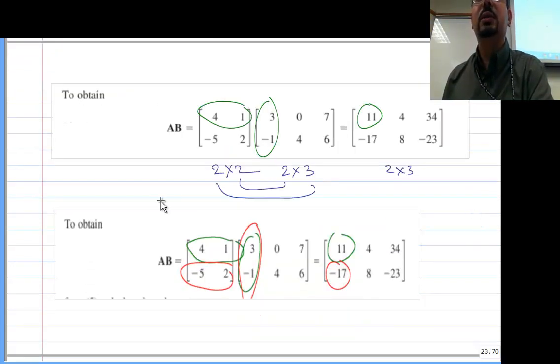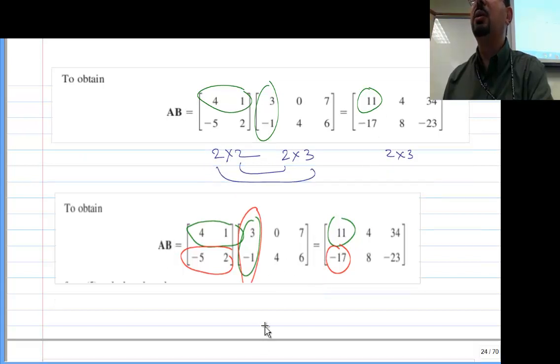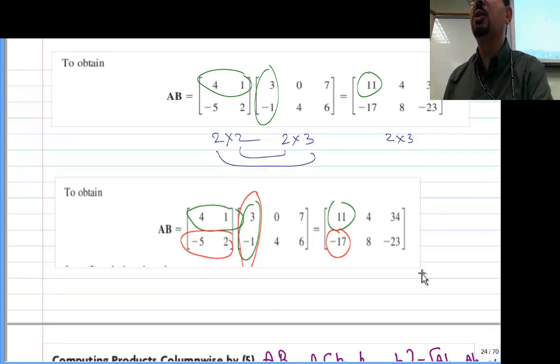Alright, so this is another example. Here is 2 by 2 multiplied by 2 times 3, and so this match, and therefore we will get 2 times 3. I'm just trying to give you another example to make sure that you know the numbers. So just do this at home and make sure that you actually can get those numbers yourself.